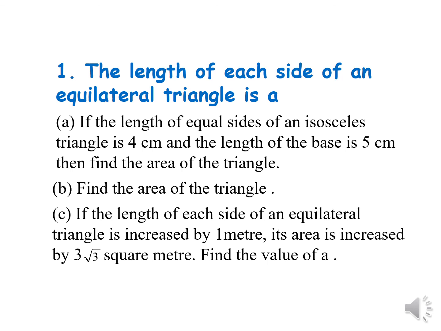That is, if it is increased, then in the second case the length of each side will be suppose A plus 2, if 2 meter is increased, and then the area will be root 3 by 4 (A plus 2) whole square. And if it is decreased, then the area will be root 3 by 4 (A minus 2) whole square. And in that case the area of the first triangle will be more. So in that case the first area minus the second area is equal to like this 3 root 3 square meter. So by this way we will solve this problem.